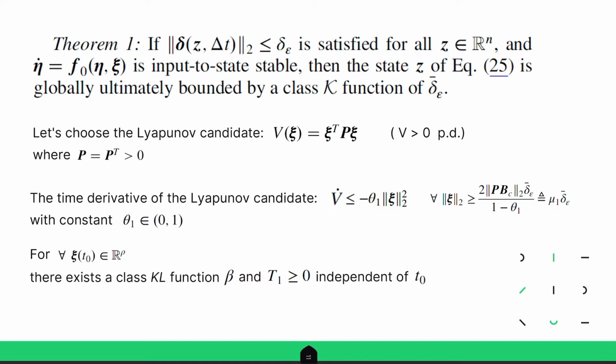If the perturbation term is bounded, this less than delta epsilon is satisfied for all z, and our state nu dot is input to state stable, then the state z of our original equation is globally ultimately bounded by a class K function of delta epsilon hat. It is proved by applying Lyapunov's method in the paper. So the Lyapunov function was chosen like that.